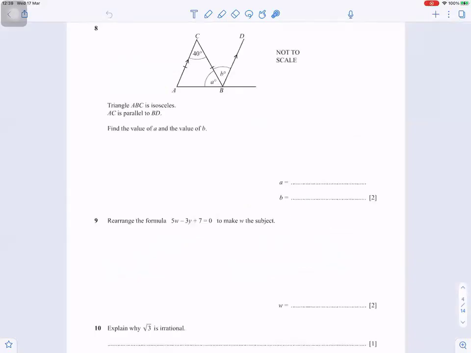Question number 8, question number 9, and question number 10. You can press pause and have a go at the questions. And when you're ready, you press play again and you come back.